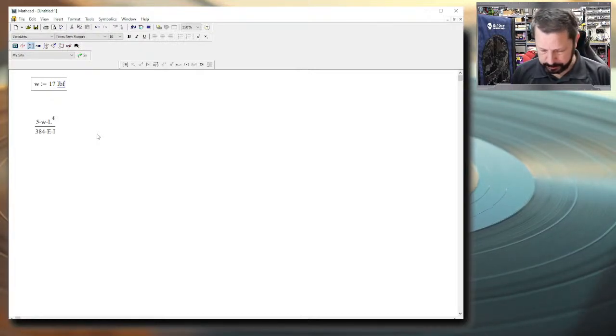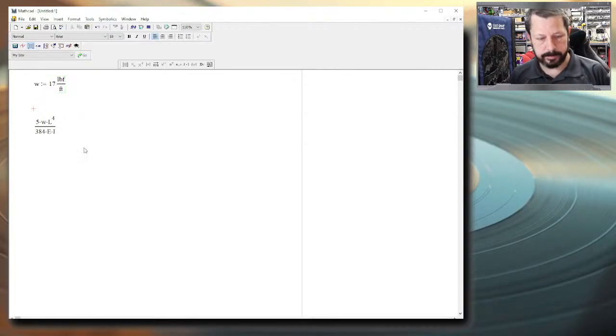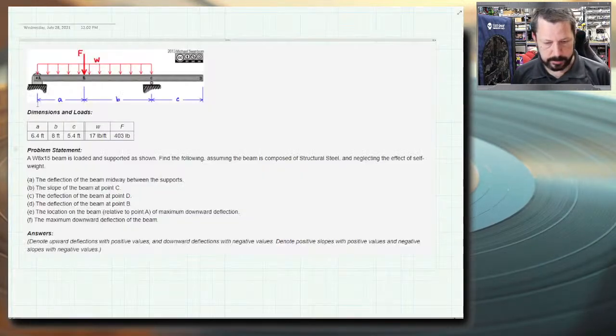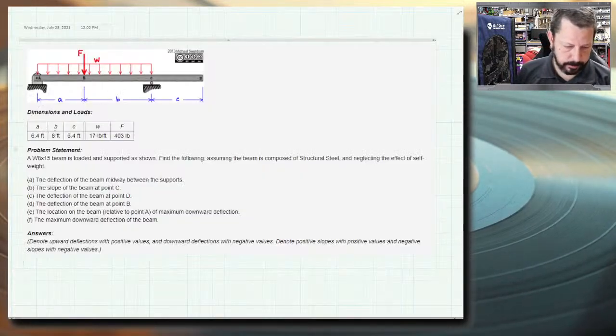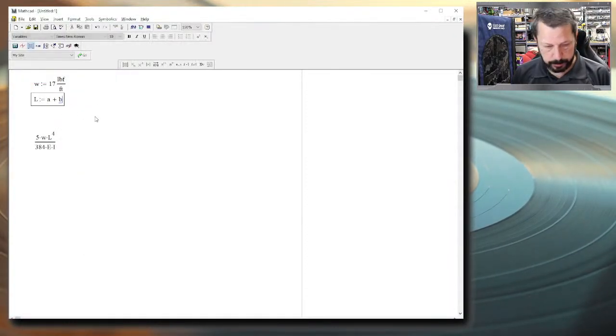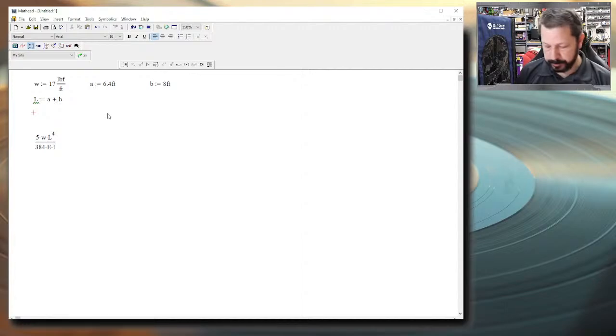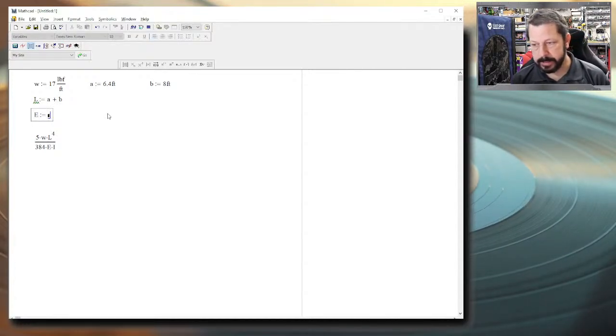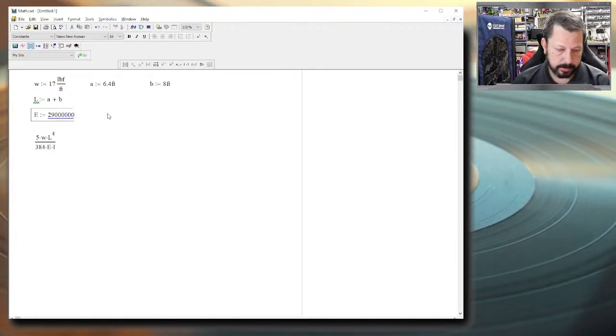Now in MathCAD I had to tell it these are foot pounds instead of pound mass. L is A plus B, which we'll have to put in as A plus B, where A is 6.4 feet and B is 8 feet. E, it said it was structural steel. So E for structural steel is 29 million PSI in US units.